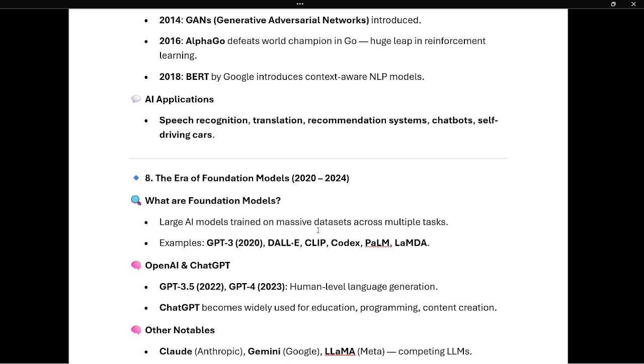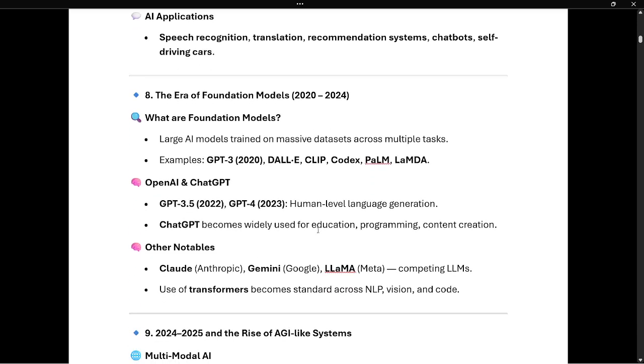Then we have OpenAI, ChatGPT, GPT-3.5 in 2020, and GPT-4 in 2024. That is human-level language generation. Whatever context a human can generate, GPT can generate. ChatGPT became widely used for education, programming, content creation, and everything. Then we have Claude from Anthropic, Gemini from Google, and Llama from Meta, all competing in LLMs. The use of transformers became a standard across NLP, vision, and code.